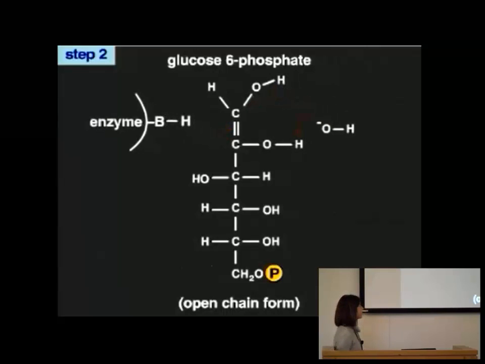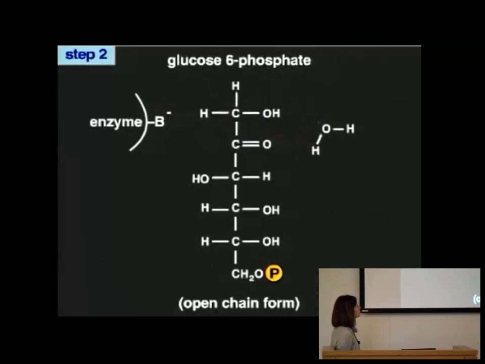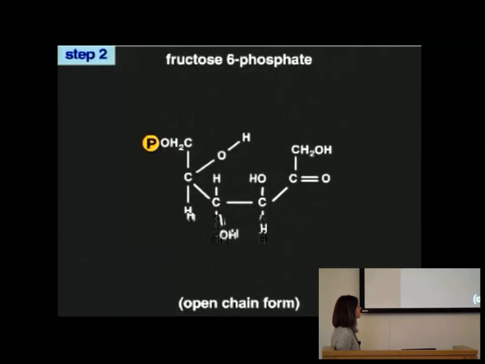We're just moving the carbonyl down. In the process, fructose 6-phosphate is formed. The same enzyme, phosphoglucose isomerase, catalyzes the formation of fructose 6-phosphate into its ring form. So we go from glucose to fructose. Another dangly carbon. What's going to happen?